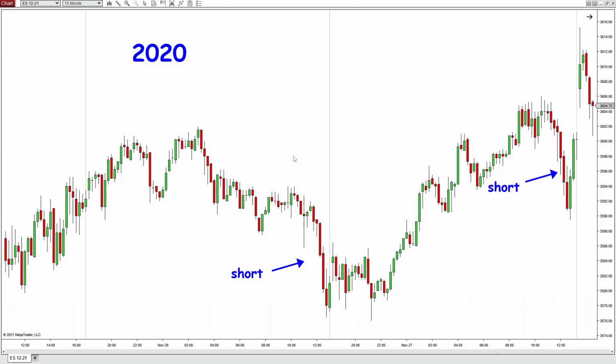This is Thanksgiving and Black Friday in 2020. We can see that during the trading hour here, we have a short opportunity on Thanksgiving Day, and at the same time, there is a short opportunity on Black Friday as well.